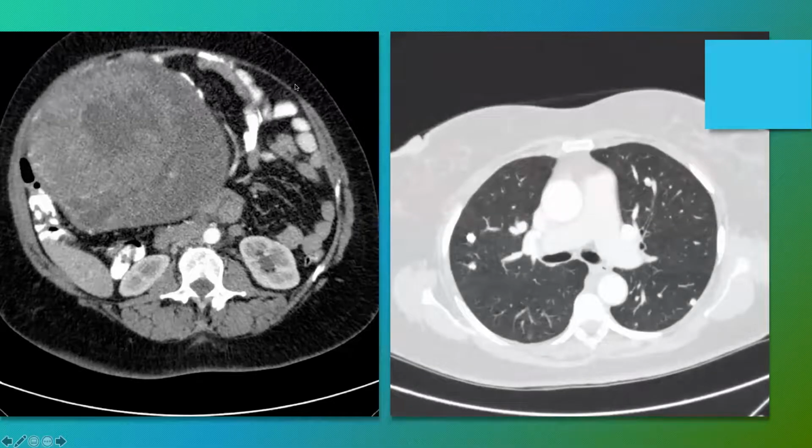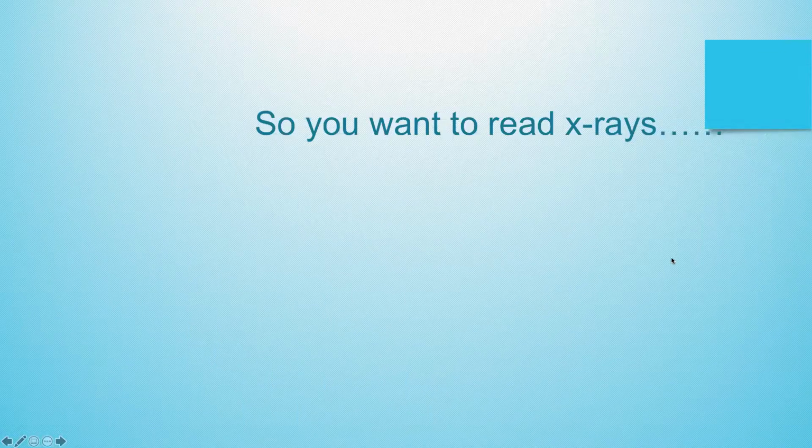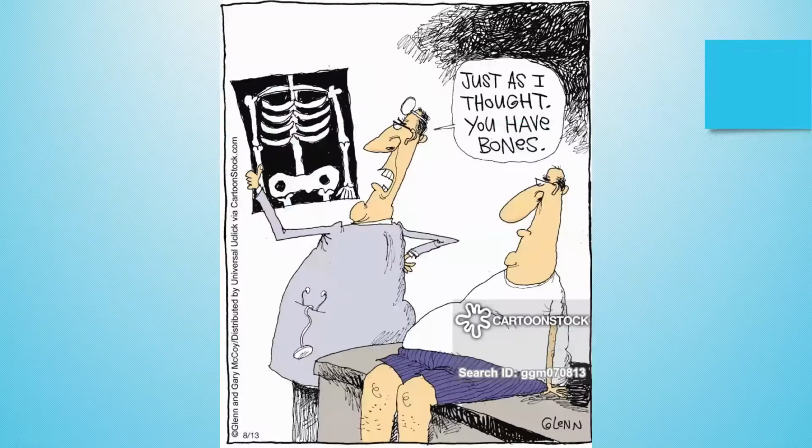So here we have a patient who was sent for staging. There's this large abdominal tumor. And it's the same patient, you can see these lung nodules. I didn't find any bone lesions, but this is part of how we do staging using CT. So you want to read X-rays. There you go.